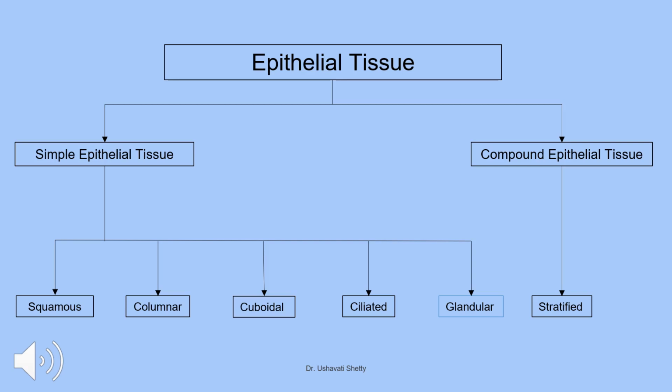The cells of different layers show differences in their size and shape. They cover surfaces that are subjected to heavy wear and tear. These tissues provide better protection to the underlying structures and have very little or no role in absorption, secretion, and excretion.